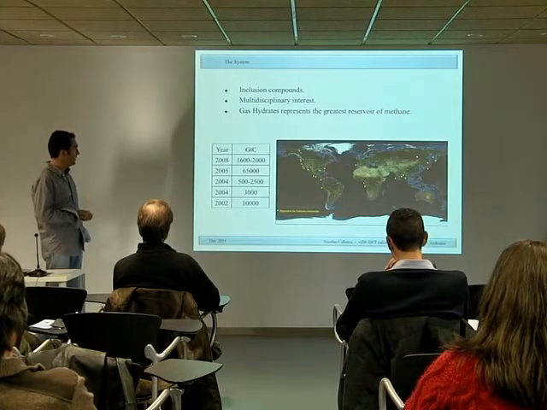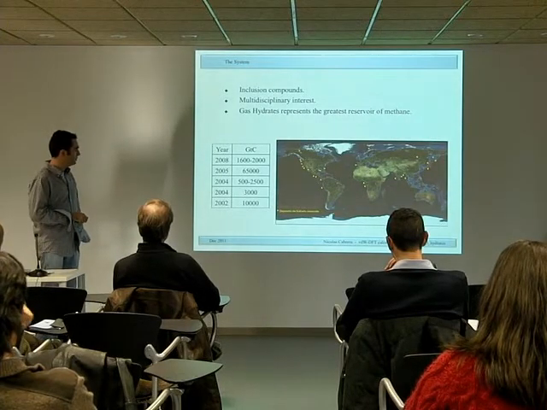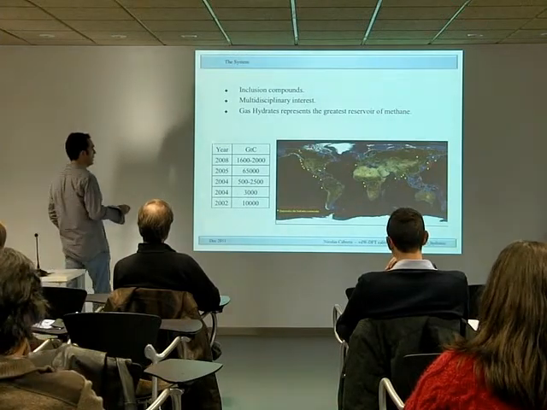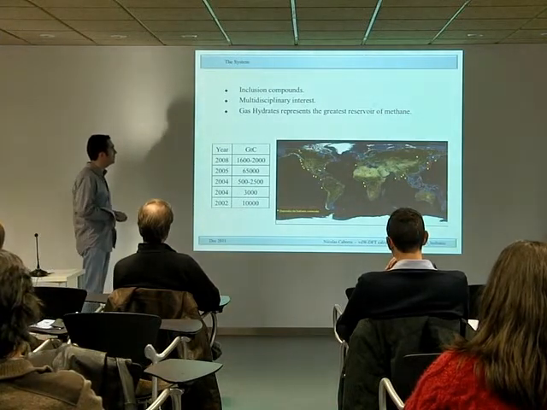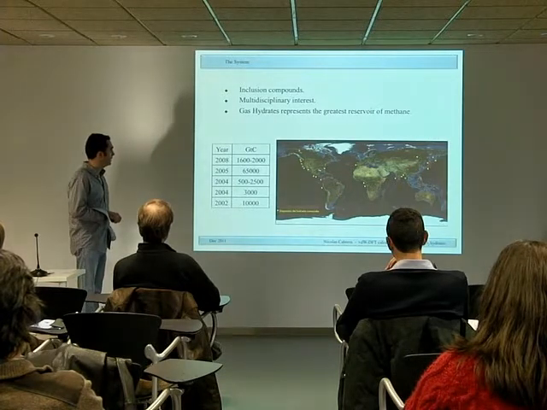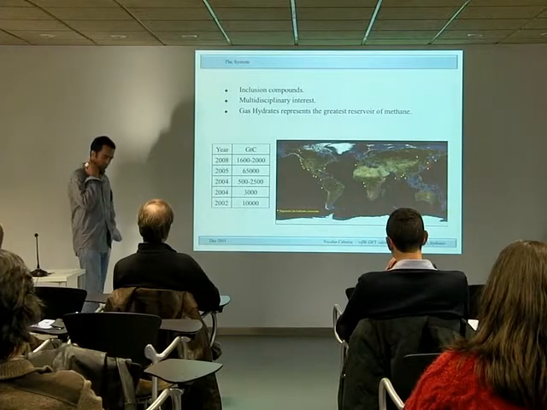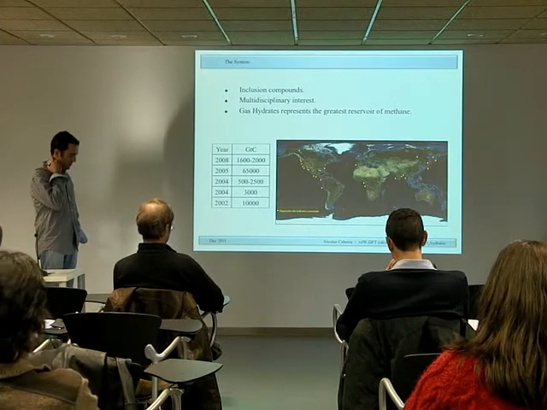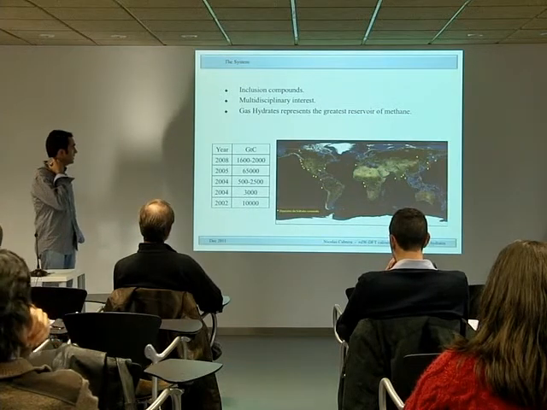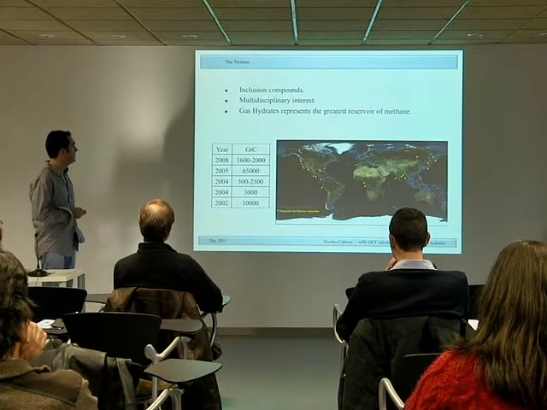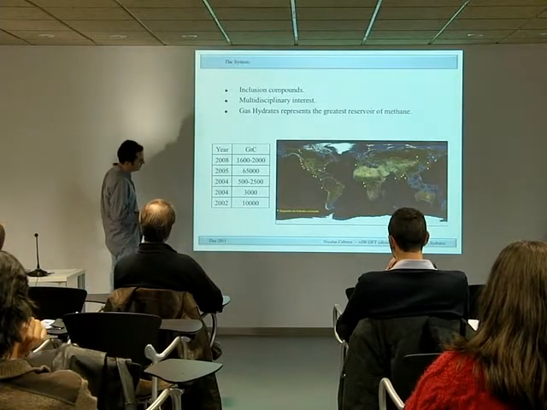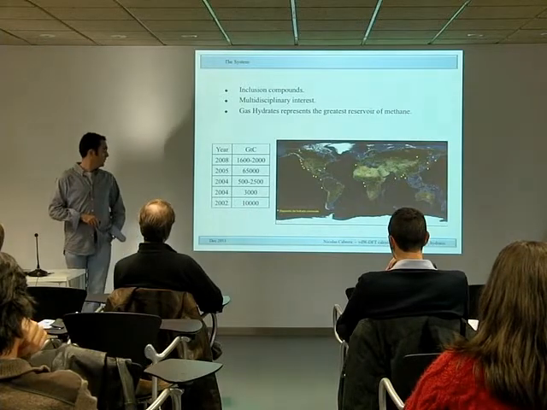Here I give a map in which we can see some known and some inferred deposits in the world, and a table with an estimation of the amount of methane that is absorbed in this structure. This table can be contextualized if we say that the estimation of the total hydrocarbons in the world is around 5,000 gigatons. And here we have numbers like 65, 10,000 or 3,000.